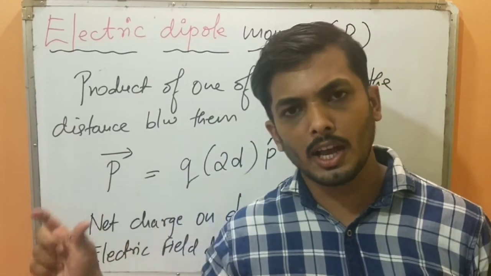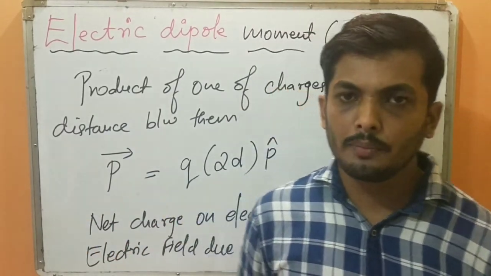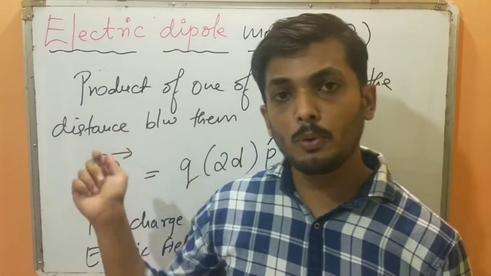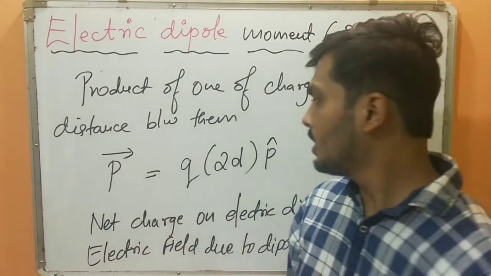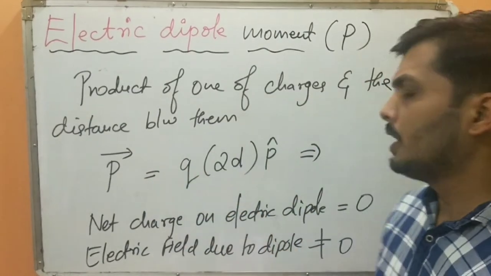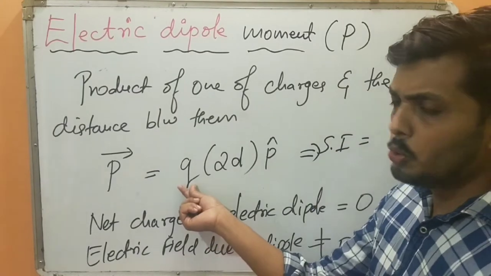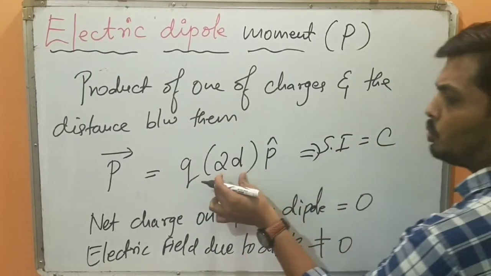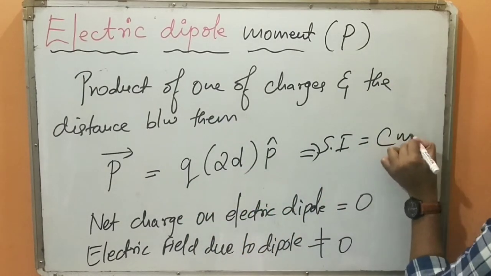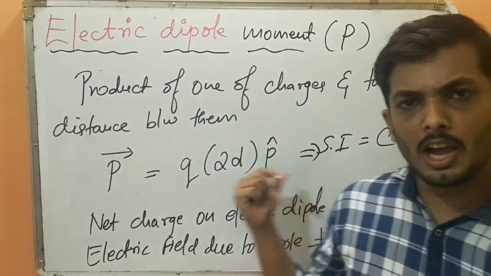Okay, then from that I split 2d into 1d and 1d. Together they comprise 2d. Again remember, electric dipole is a vector quantity. Can I take the SI unit of electric dipole moment? What is the SI unit of dipole moment? It will be Q times 2d. Q is coulomb and 2d is distance, that is meter. Coulomb meter is the SI unit of the electric dipole moment.